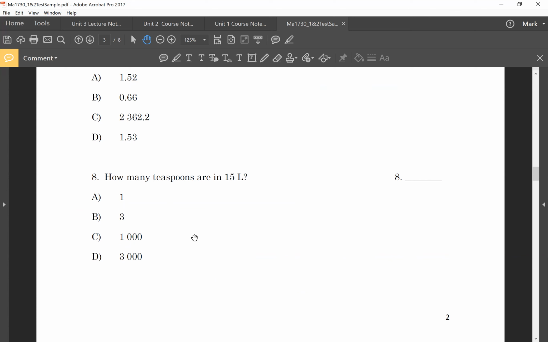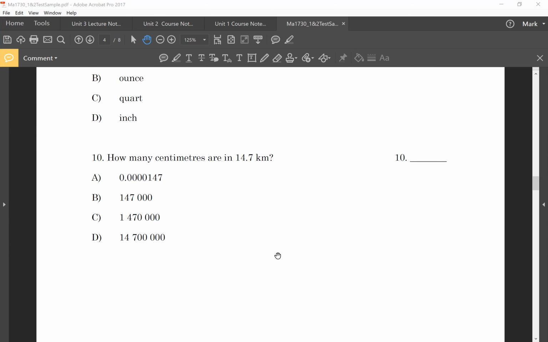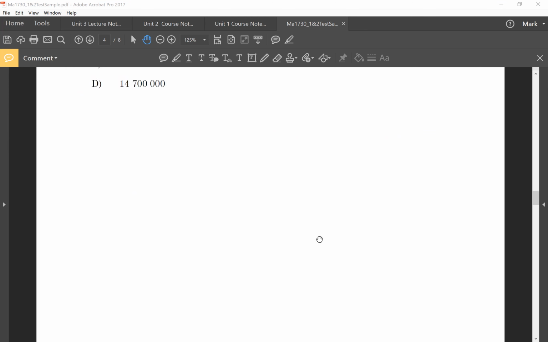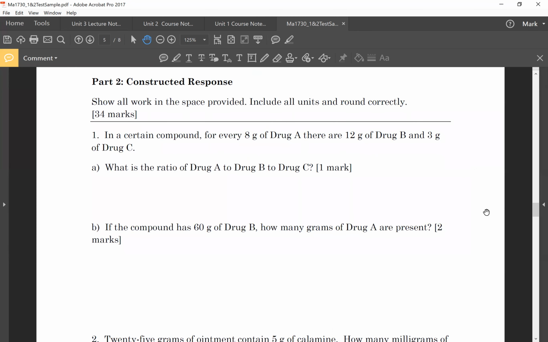Abdullah, you must have been late to class. Formula sheet is given. I mentioned that, and this is the format of your test here. So there's 10 multiple choice, and then there's a selection of short answer questions.